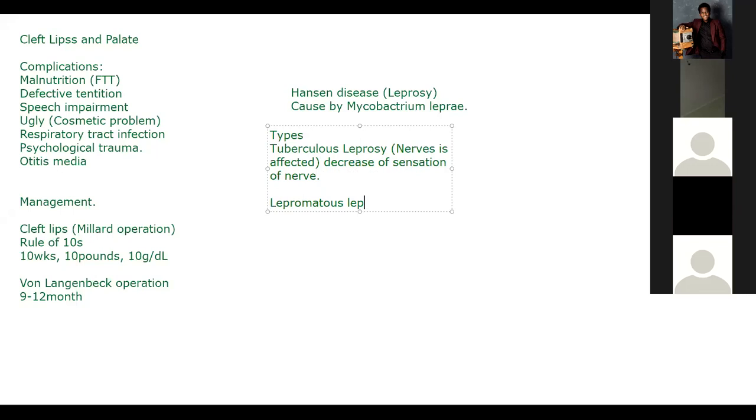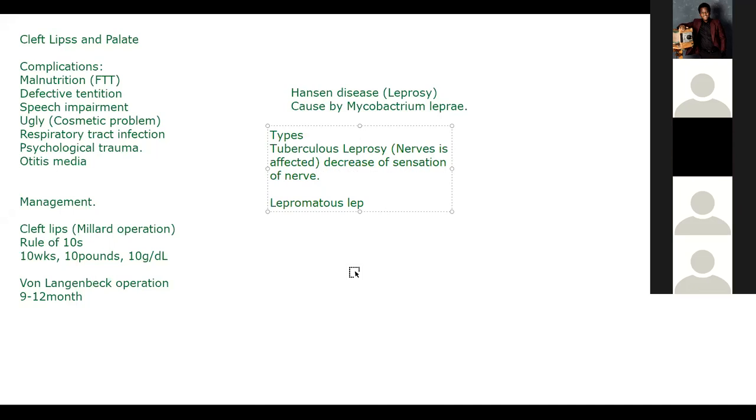And for lepromatous leprosy, this weakens the immunity, the immune reaction. The main manifestation is the skin. Please take note. And you should know the general treatment for it.